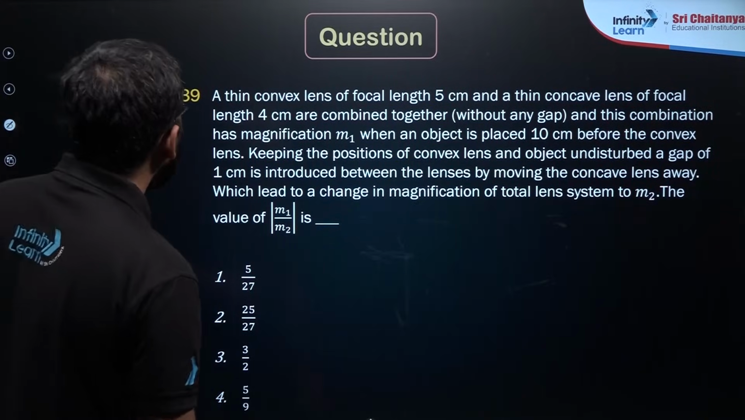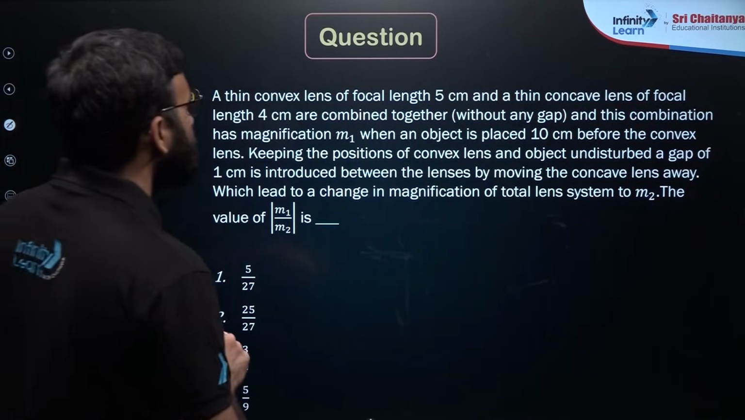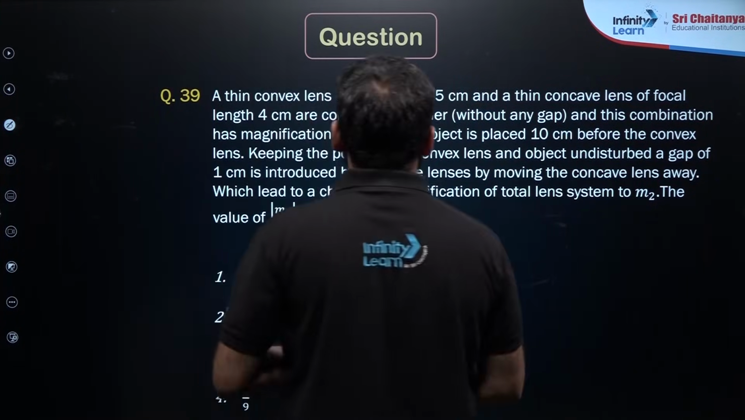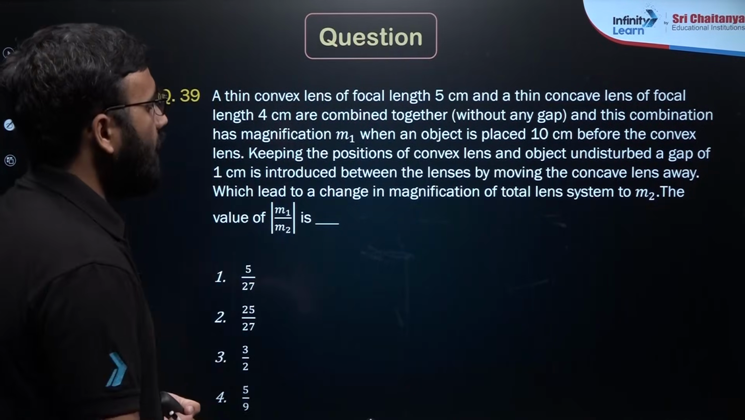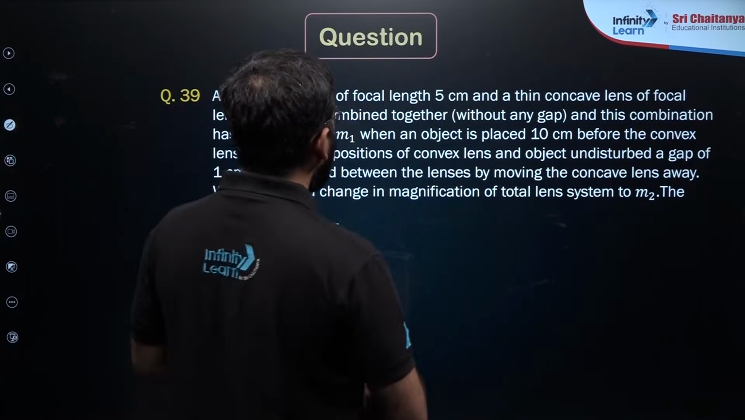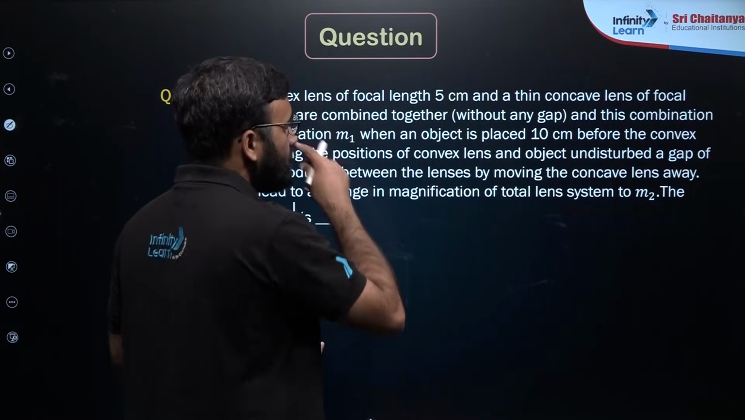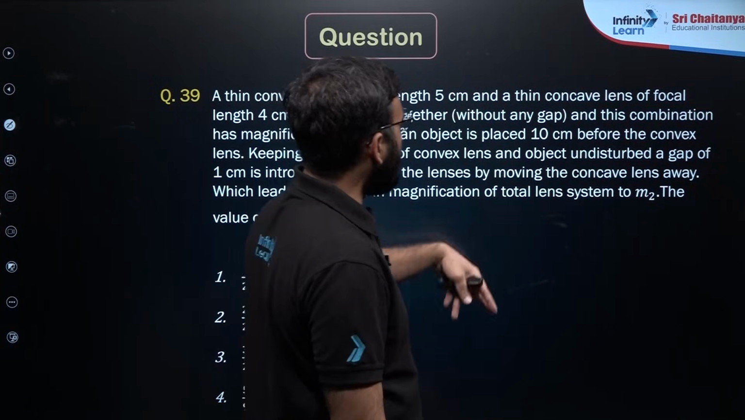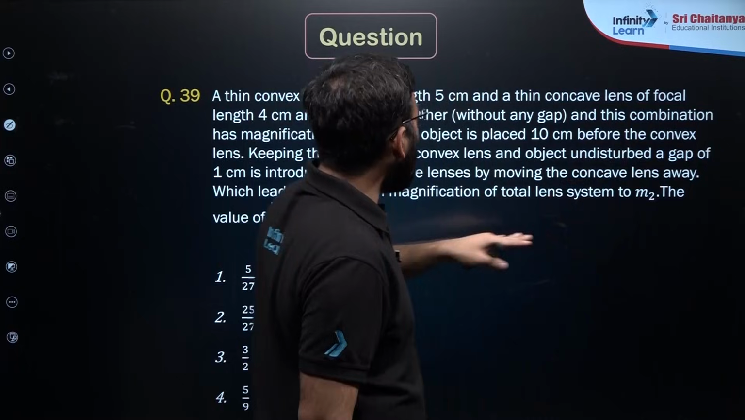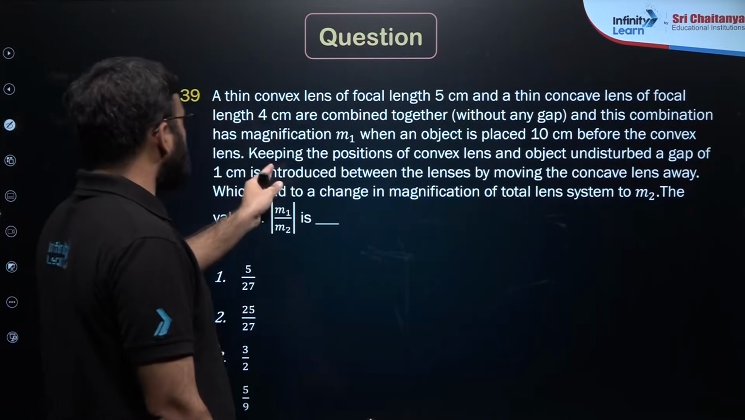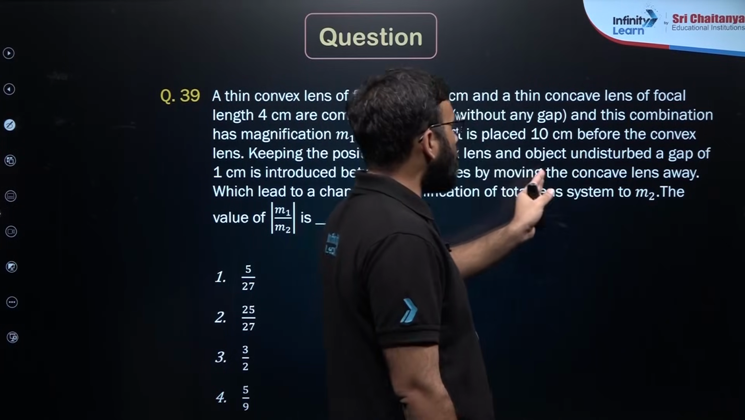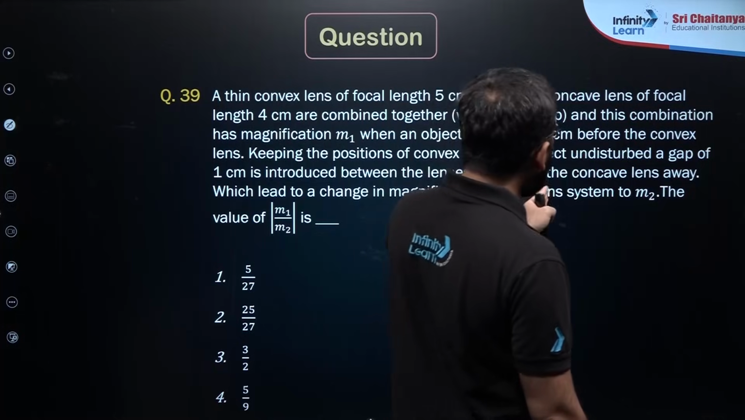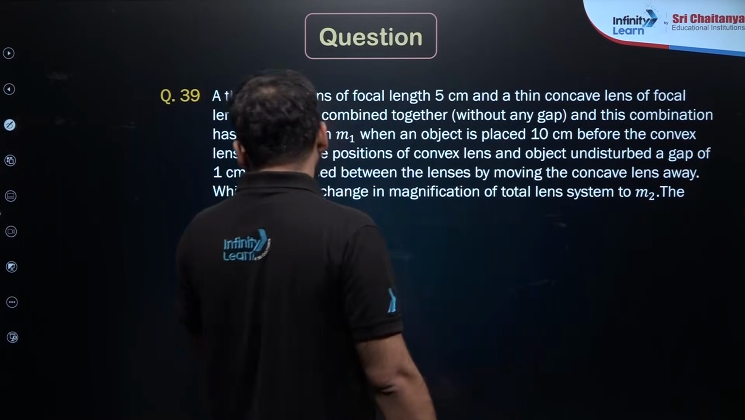Okay, so next one. A thin convex lens of focal length 5 cm and a thin concave lens of focal length 4 cm are combined together without any gap, and this combination has magnification m1 when an object is placed 10 cm before the convex lens. Keeping the position of the convex lens and object undisturbed, a gap of 1 cm is introduced between the lenses by moving the convex lens away, which leads to a change in the magnification of the total lens system, m2. So the value of m2 upon m1.